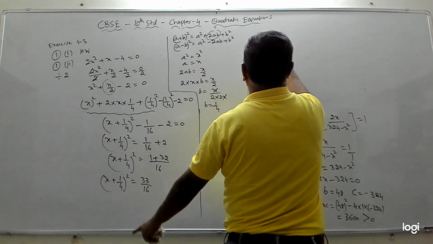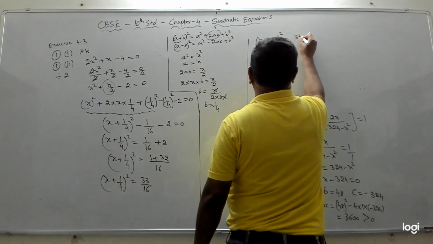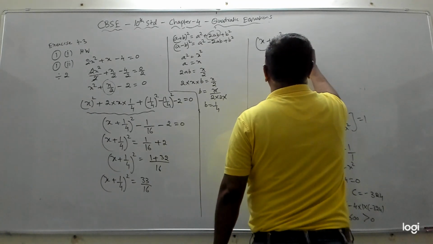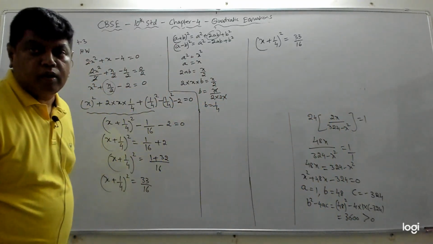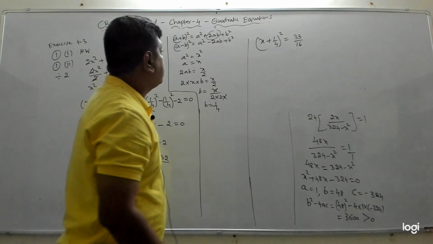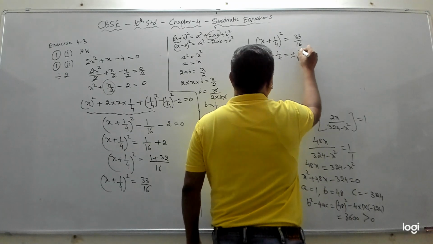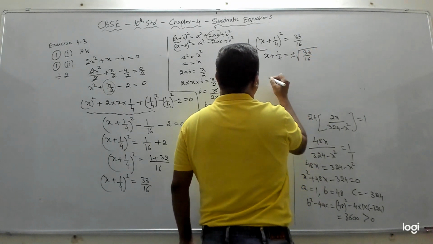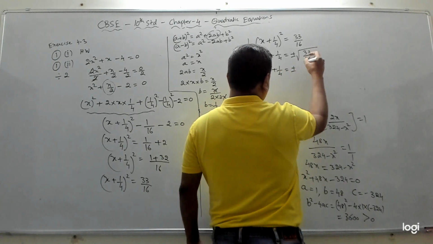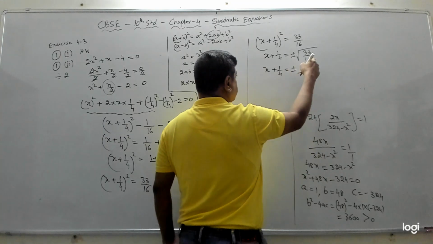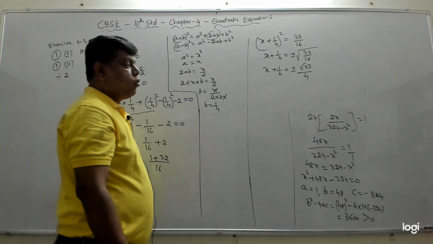Now this is x plus 1 by 4 the whole square is equal to 33 by 16. I'm writing the same thing again. Now this becomes x plus 1 by 4 equal to plus or minus square root of 33 by 16. So that will be x plus 1 by 4 equal to plus or minus square root of 33 by square root of 16 is 4. You don't put the square root on the denominator because square root of 16 has become 4.